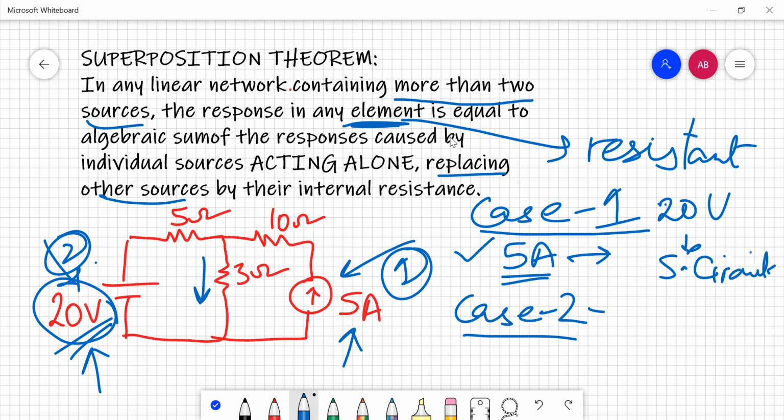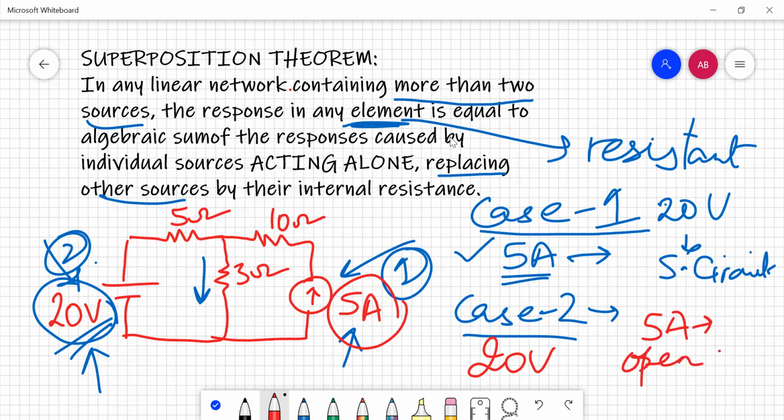So similarly, case 2 will become when we are going to consider our 20 volt source, and what to do with this 5 ampere source then. Now the 5 ampere source will be replaced by its internal resistance, that means an open circuit, right? So now we are going to solve this numerical to find out the current in our 3 ohm resistor.